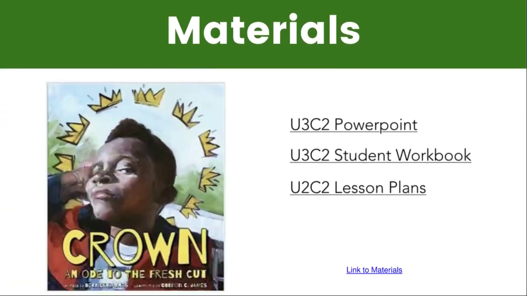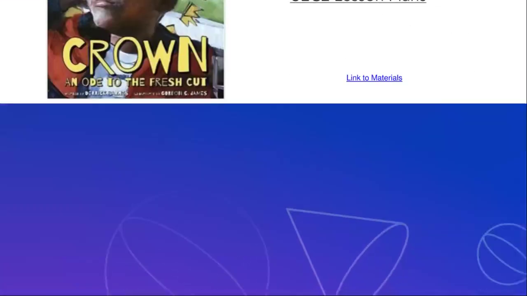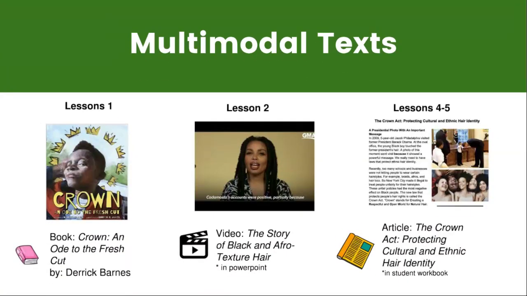The materials are the following: PowerPoint, student workbook, as well as the lesson plans. The multimodal text, in addition to Crown, students will get to watch The Story of Black and Afro-textured Hair. It discusses sensitive topics around enslavement, a variety of other things.